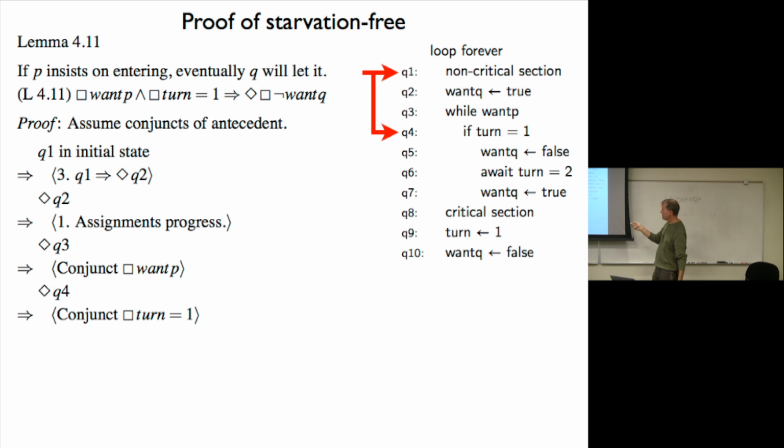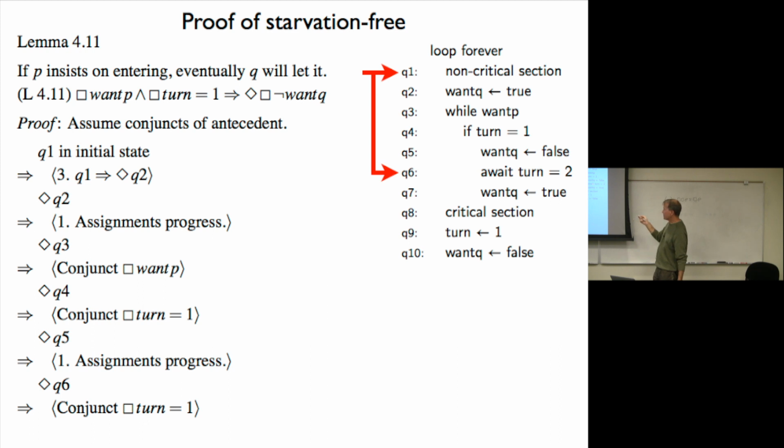Is everybody good? And now that we're at Q4, one of our other conjuncts is always turn equals 1, so turn equals 1, so that will get us to Q5. And on Q5, the assignment statement progresses, so that gives us eventually Q6. Are you with me? And then what about our conjunct always turn equals 1? So where are we now? If our conjunct turn equals 1, but this is a wait until turn equals 2. So therefore what do we have?